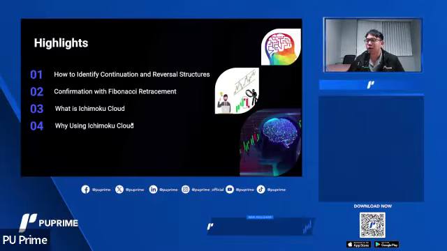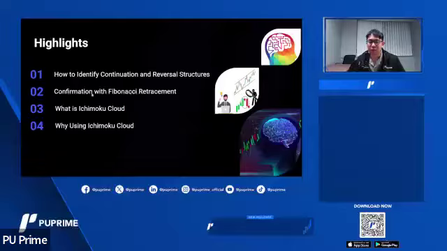So this is the rundown. I'm going to talk about very simply how to identify some of the very common or easy to spot continuation and reversal structures. It is not really textbook. It requires some experience for you to figure out whether this is a continuation or a reversal. We will discuss it today, and also how you can confirm the trend with the help of Fibonacci retracements.